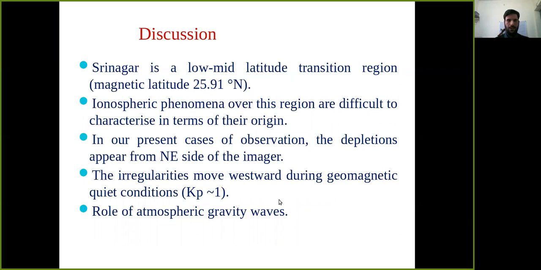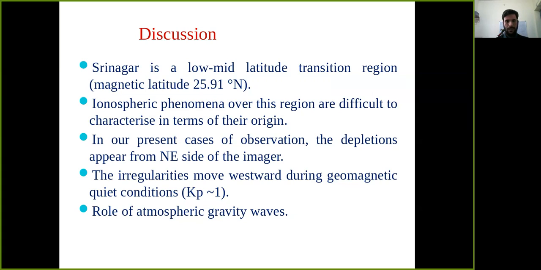So now this is the discussion of these observations. Srinagar is a low to mid latitude transition region, which has a magnetic latitude of about 25.91 north. The ionospheric phenomena over this region are difficult to characterize in terms of their origin, because both the equatorial plasma bubbles and the mid latitude irregularities can affect this transition region.